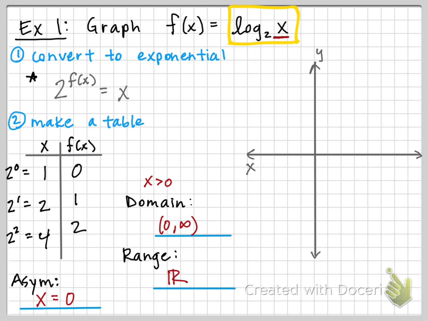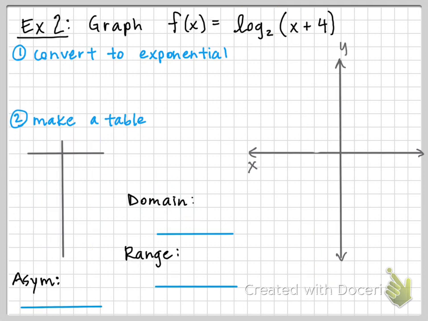My range, well, all logarithmic functions have a range of all real numbers. Now we're going to graph what we see. We see that the domain is x greater than 0, and our asymptote is x equals 0. We're going to graph what we have on our table. Remember, on our table, we're just graphing the x's and y's that we see. So we're going to graph at x is 1, y is 0. At x is 2, y is 1. At x is 4, y is 2. You're going to put some arrows on both sides, and you're done.